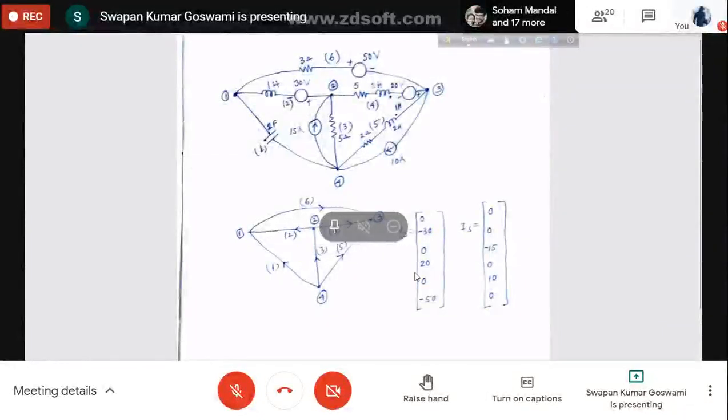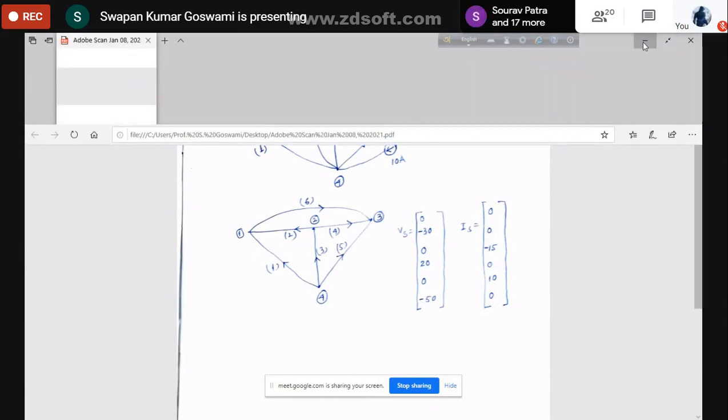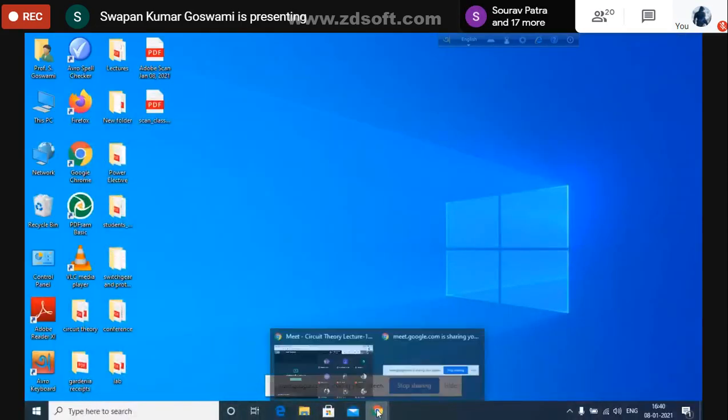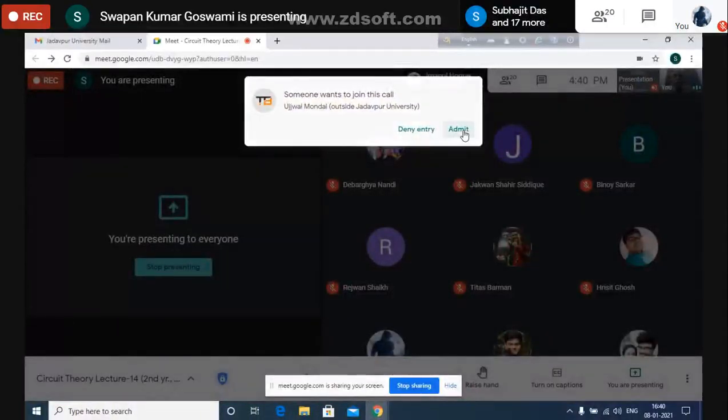Vector of voltage sources, vector of current sources. So in our previous example, I have shown only one voltage source and one current source. Maybe someone is trying to enter. So let me see. So only one voltage and only one current source I have shown.